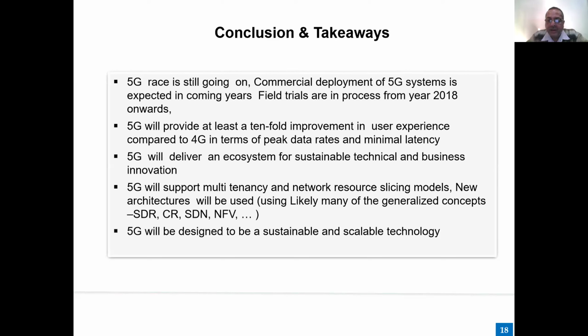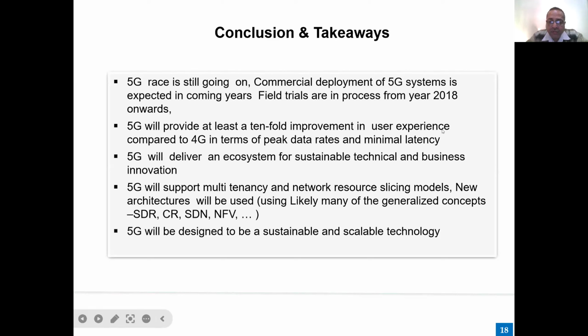Like driverless cars, which are there in the time to come, we can go for that. So 5G will provide at least a tenfold improvement in experience compared to 4G in terms of peak data rates. As I just told, if I want to download an HD movie, in 4G it takes at least 15 minutes. In 5G, it just takes 9 minutes. So it is making our life much faster, much easier, and much more enjoyable. So again, 5G will deliver a much better ecosystem.